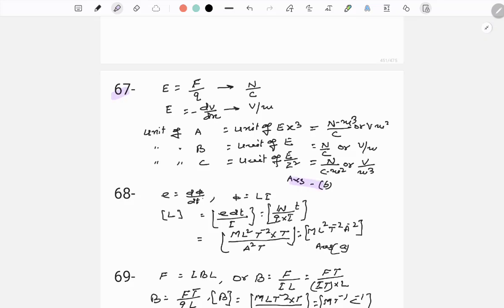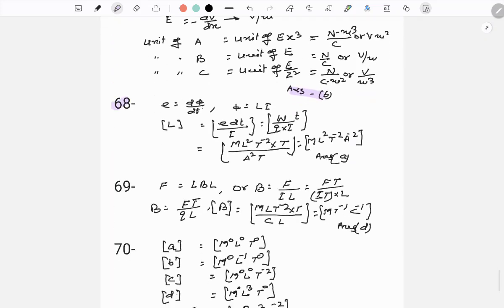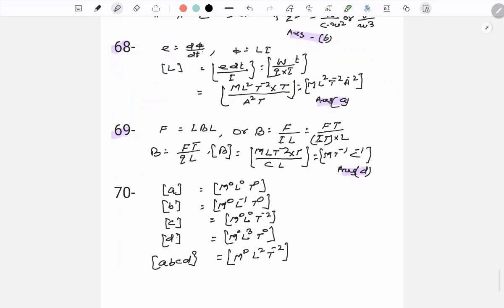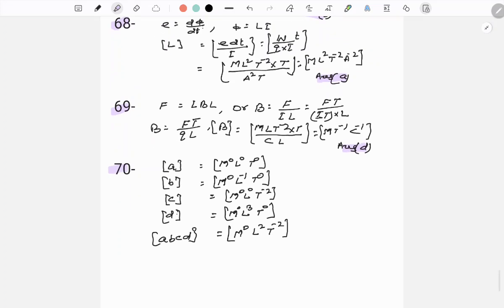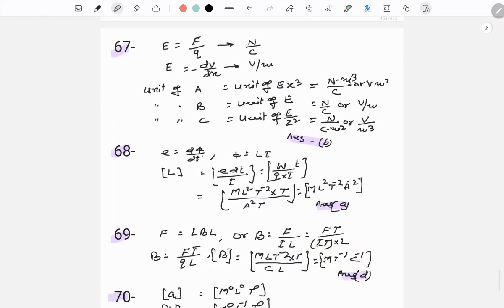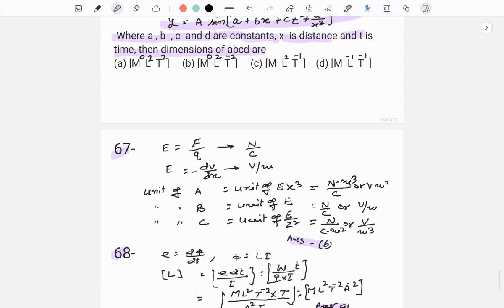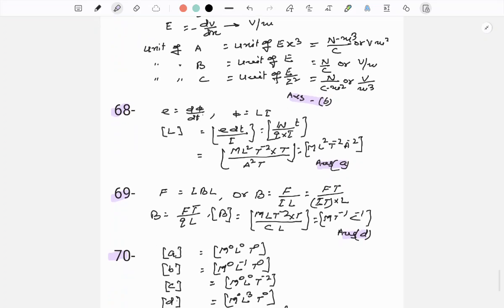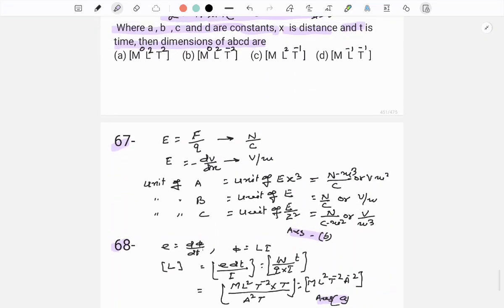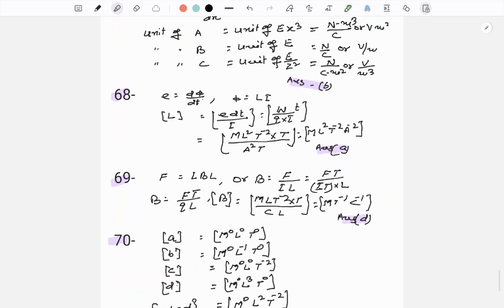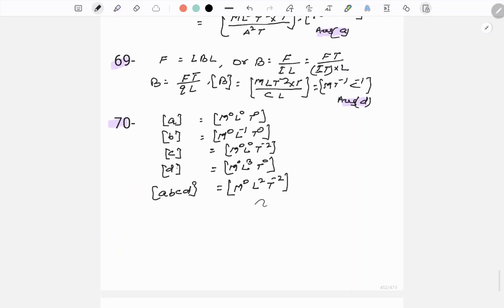67th का आंसर इज बी, 68th का आंसर इज ए, 69th आंसर इज डी, 70 आंसर is m dot l square t की पावर -2. Answer is B.